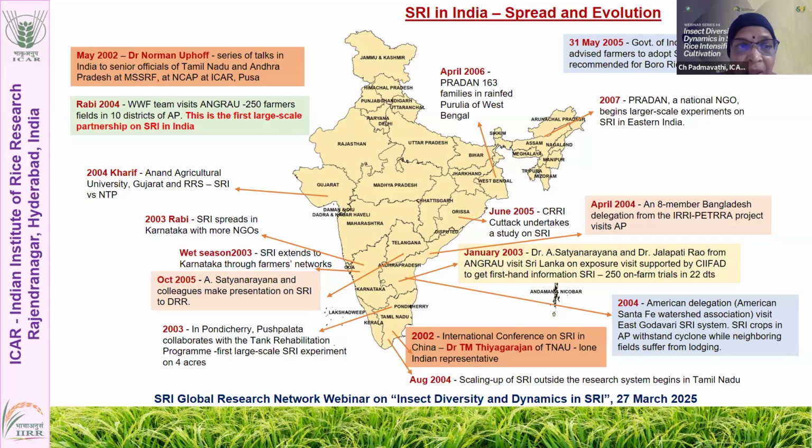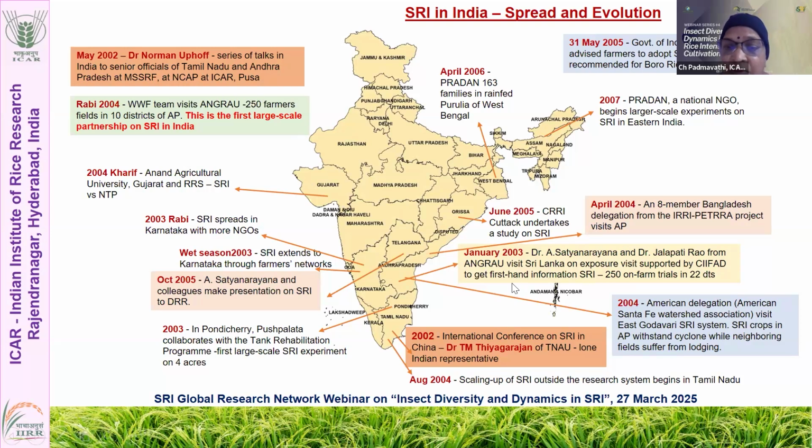various farmers. In the same year, actually, Dr. Norman Uphoff, who is the lead person in SRA, came to India and gave a series of talks, particularly in Tamil Nadu, Andhra Pradesh, and also in NCAP at IARI, New Delhi. And followed by this, a series of experiments were taken up in all these states.